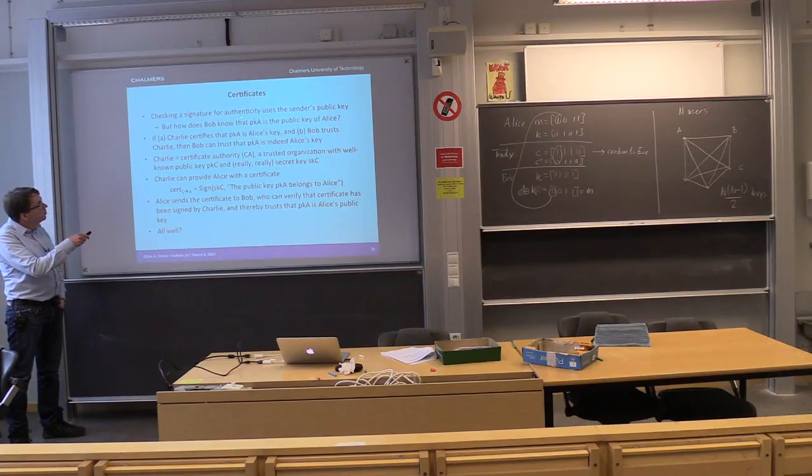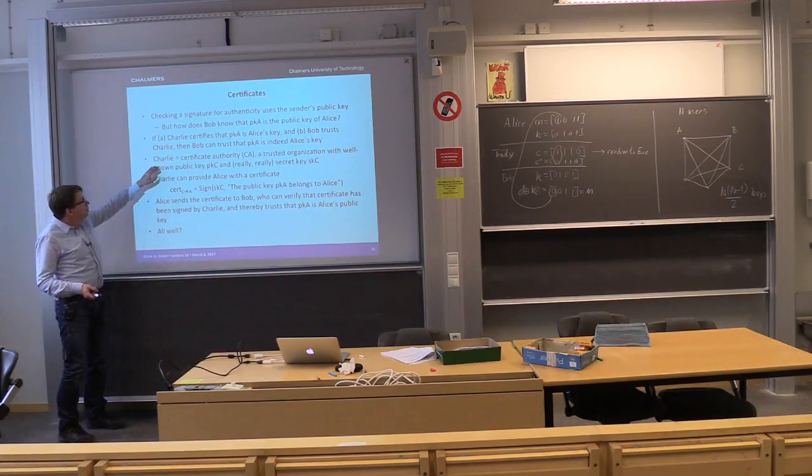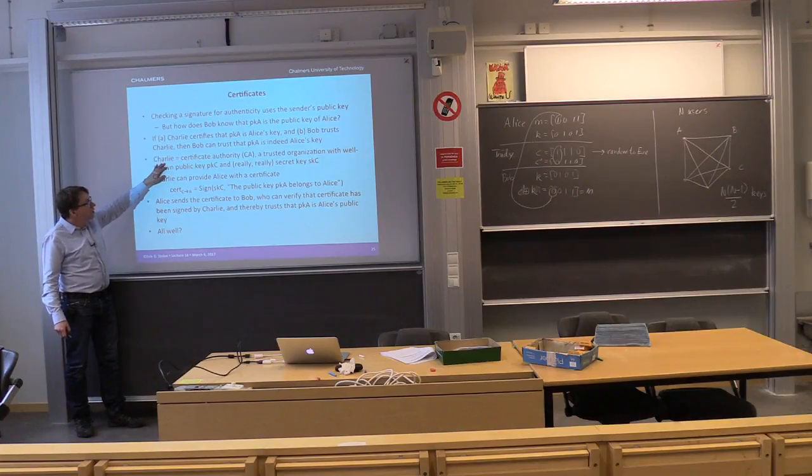Checking a signature for authenticity uses the sender's public key. But how does Bob know that some bit pattern, let's call it PKA, is the public key of Alice? Bob has never met Alice before. However, Bob knows a person called Charlie who has certified that PKA is Alice's key, and Bob trusts Charlie, and then Bob can trust that PKA is actually Alice's key. So Charlie here is a certificate authority.